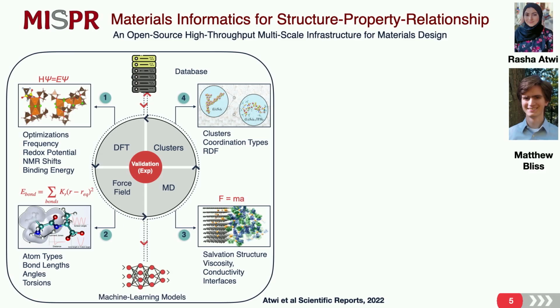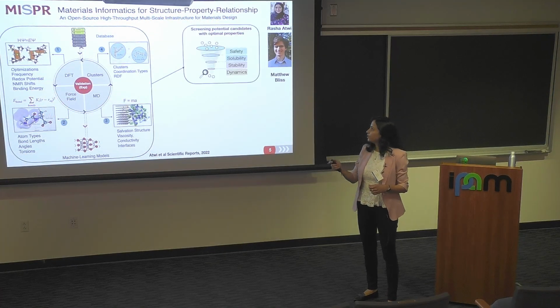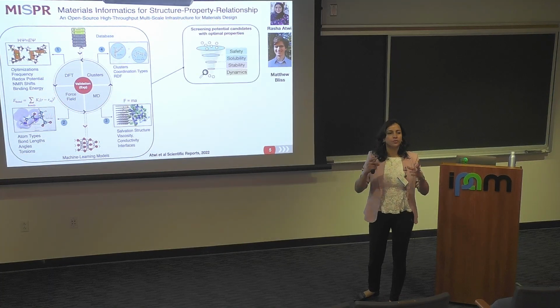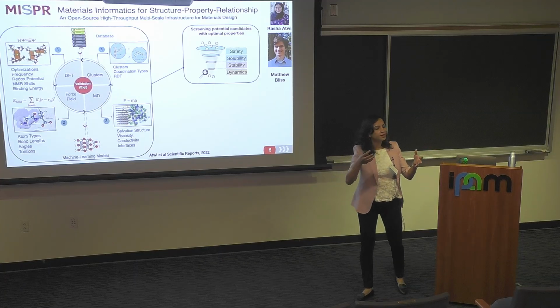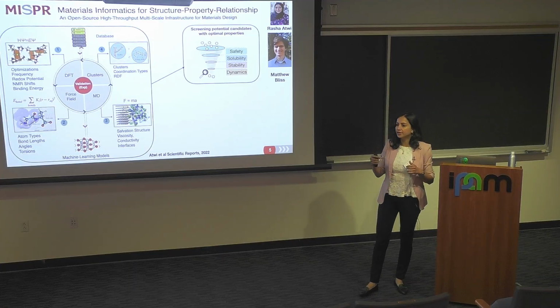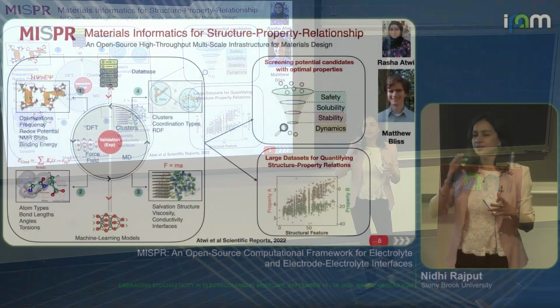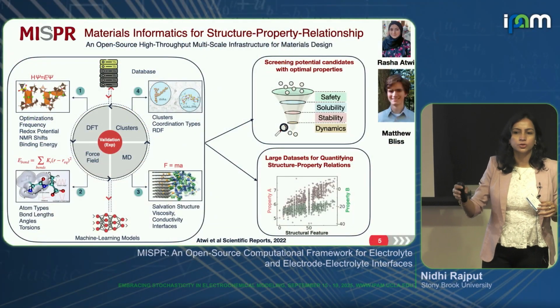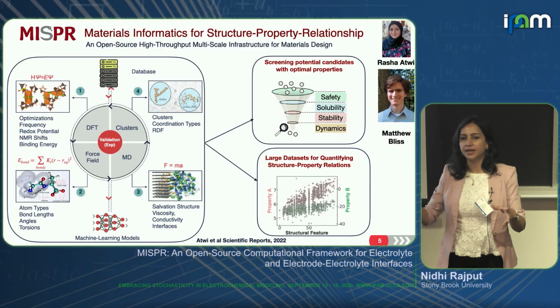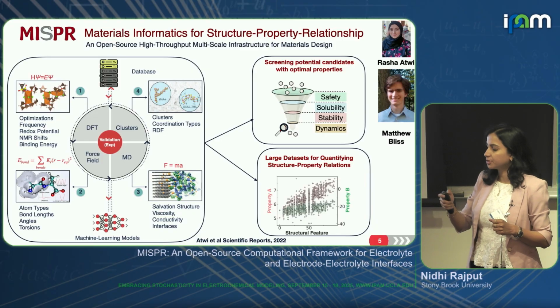And throughout the process, we are building databases of properties computed from DFT and MD simulations, which are then used to train machine learning models. So MISPR can be used for high-throughput screening, where we can start with a very large pool of candidates and systematically down-select them based on property evaluation. And it also helps us in establishing structure-property relationships by exploring a very wide and broad chemical and parameter space.